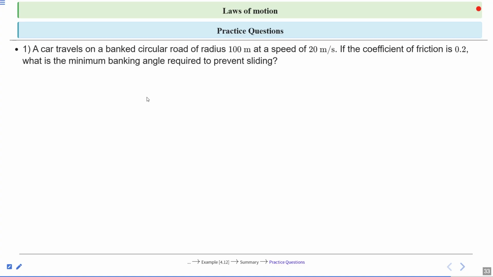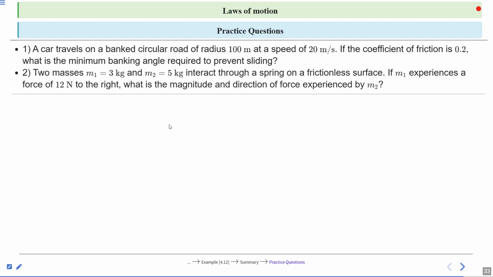Now we have some practice questions for you. First question: a car travels on a banked circular road of radius 100 meter at a speed of 20 meter per second. If the coefficient of friction is 0.2, what is the minimum banking angle required to prevent sliding? In this question, you have to find out the minimum banking angle.